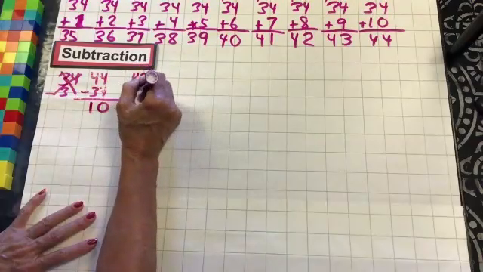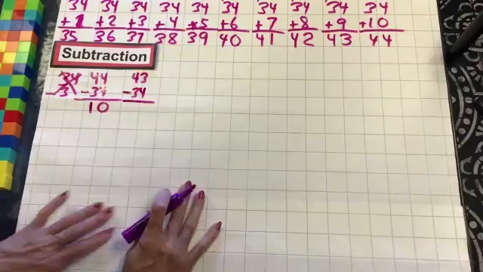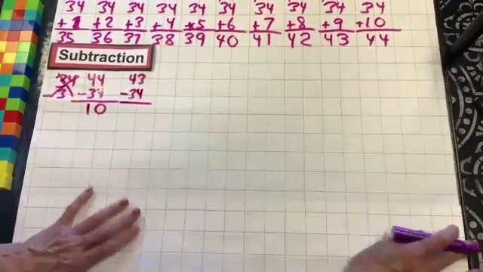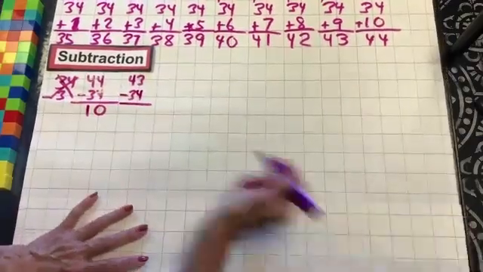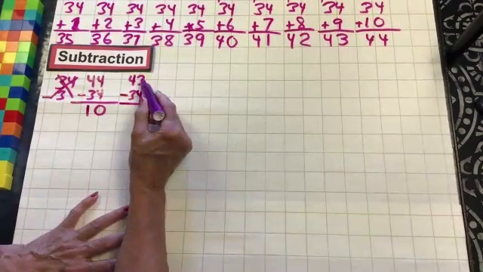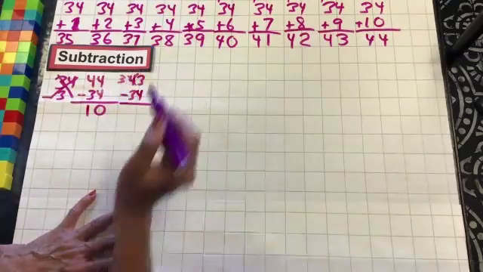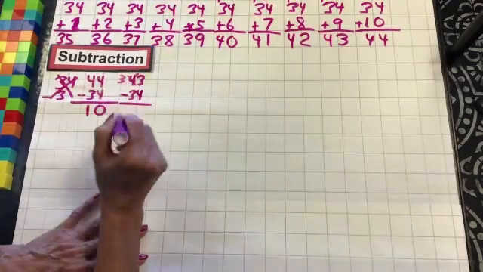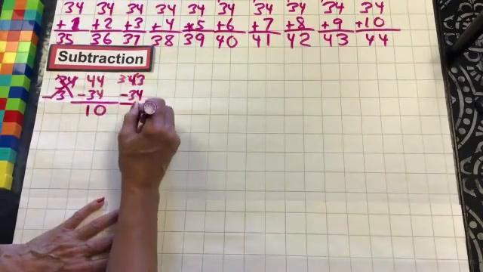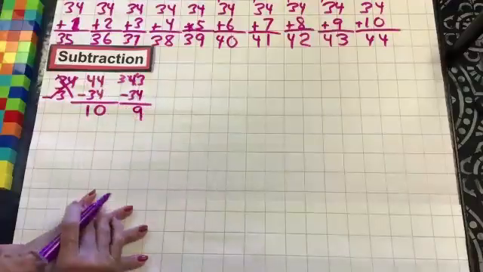43 minus 34. Now here's where it gets tricky, and that's why we need to stack today, because we're going to start getting tricky. We can't take 4 from 3, so we need to borrow from the 4, leaving 3 and making that 13. 13 minus 4 is 9. 3 minus 3 is nothing.